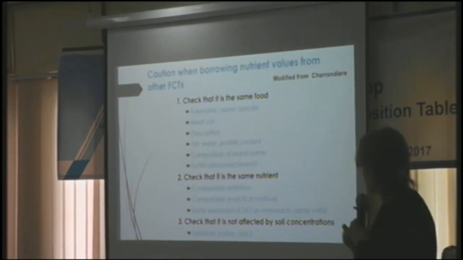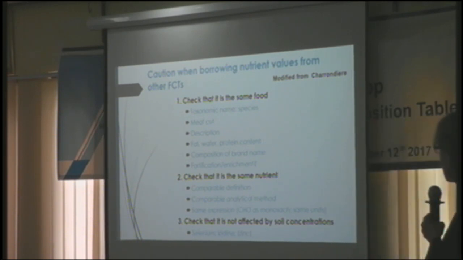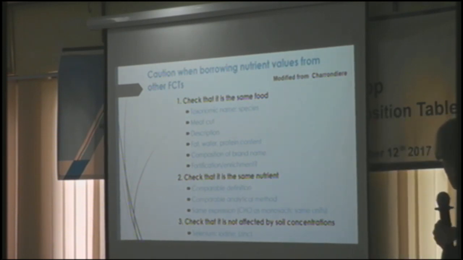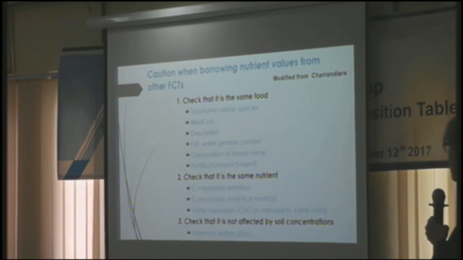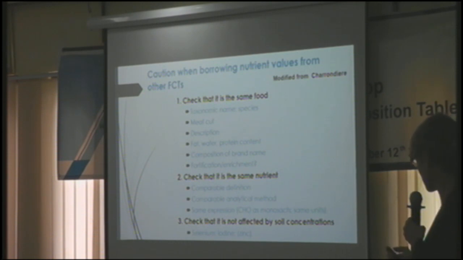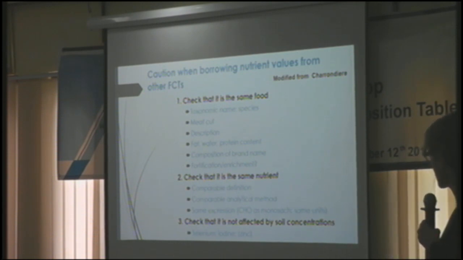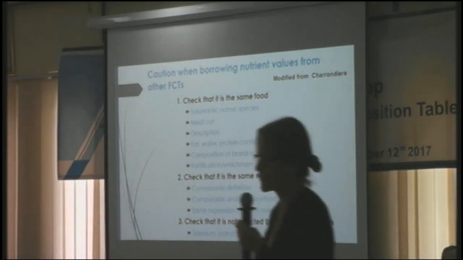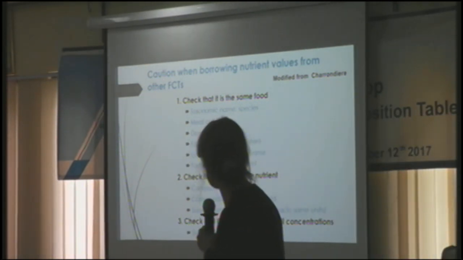So just again to caution, when borrowing nutrient values from other food composition tables, check that it is the same food, check that it is the same nutrient, as we were talking about especially with folate or vitamin A, and check that it's not affected by soil concentrations. And this is particularly important for selenium and iodine because they will differ very much in different areas.